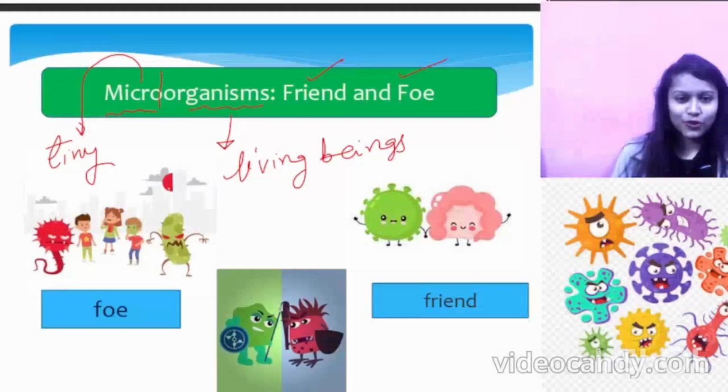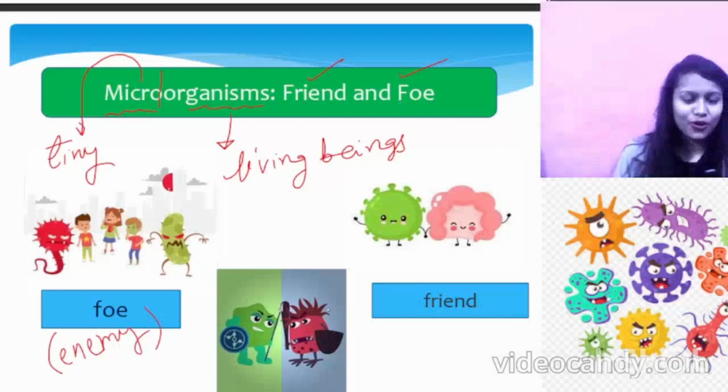You can look at the images here. Foe. So what is the meaning of foe? I am writing here so that you always remember, if you don't know: enemy. And friend. I am not going to write the meaning of this. You already know. You can sense the meaning from these pictures also.